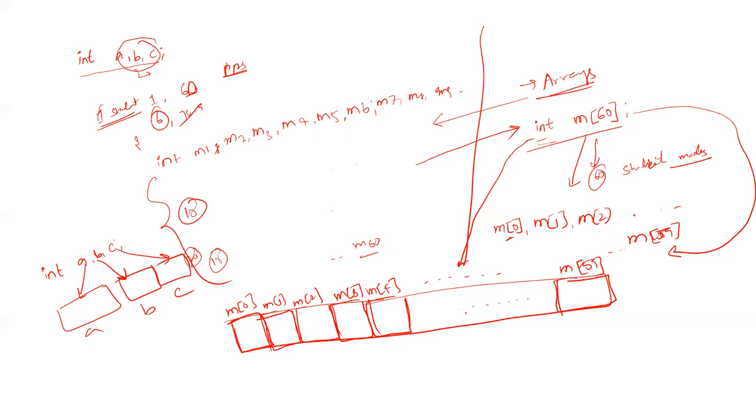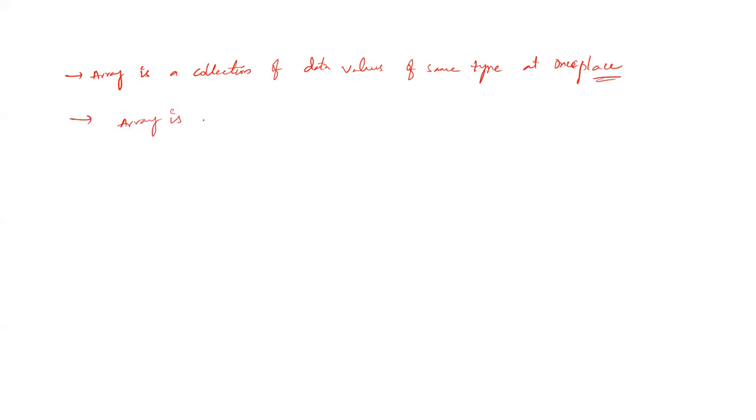See, it is very, very easy to write. So what is an array? What exactly is an array? By seeing this, I'm telling you: an array is a collection of data values of the same type at one place. Or else you can directly say an array is a collection of similar data types.